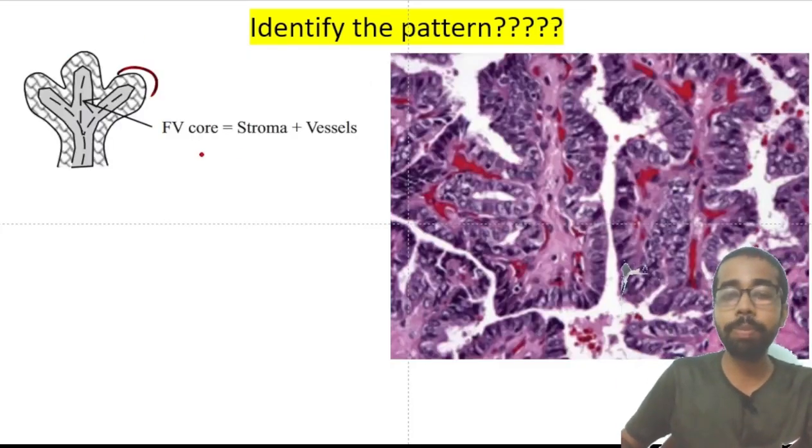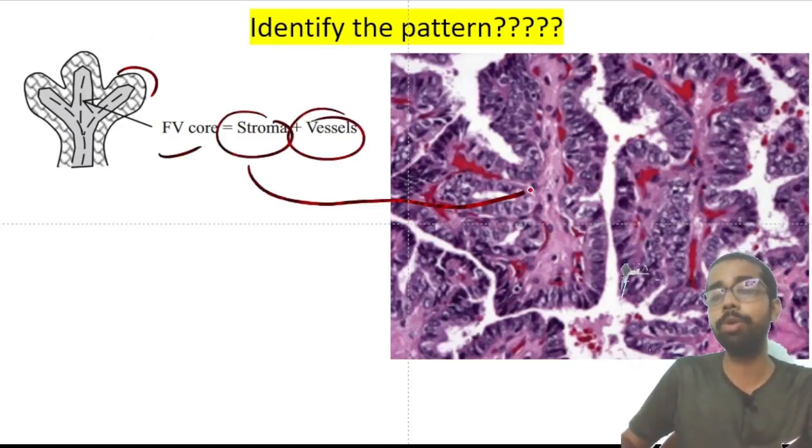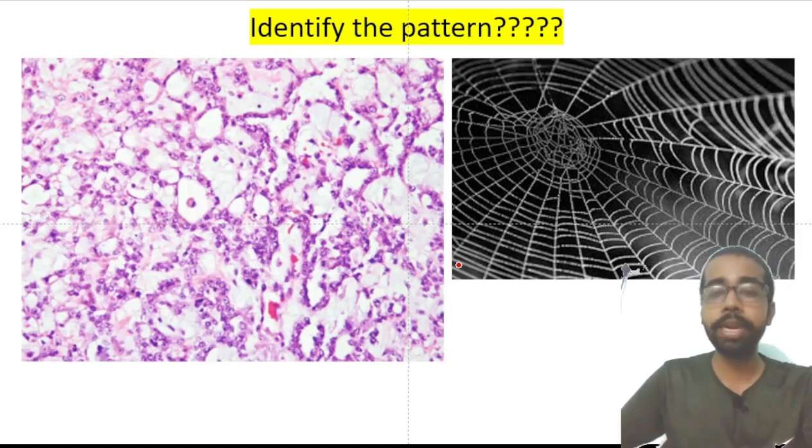Okay, here we have a papilla, but now a core is there. Stroma as well as vessels, everything, the papillary core is there. Nothing but a PTC, right? I did not tell you that. Okay, what about this pattern?